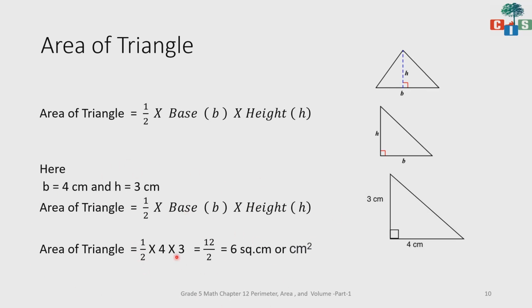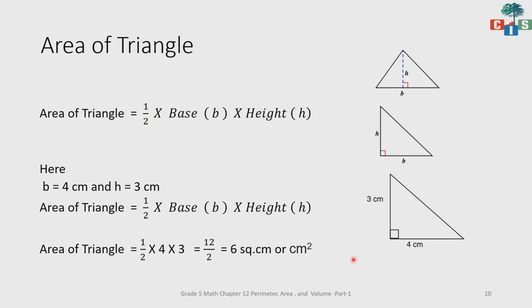First of all, we will multiply base and height, that is 4 multiplied by 3, which is 12, and then we will divide by 2. When I divide 12 by 2, I will get the answer as 6, because 2 ones are 2 and 2 sixes are 12. So our answer will be 6 square centimeter or centimeter square. Since it is an area, the unit is centimeter square or meter square.